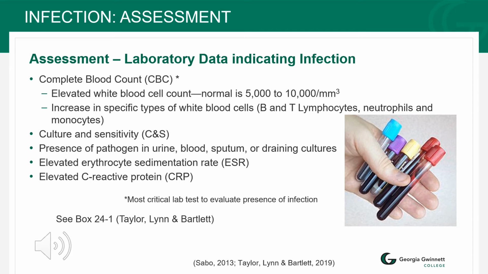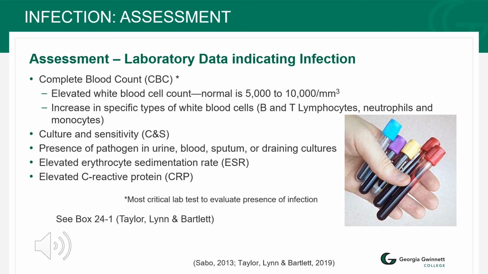So your laboratory data can provide further insight into the presence of the infectious process. In your fundamentals book, there's an excellent box, box 24-1, that goes into this laboratory data. So the most critical lab test to evaluate the presence of infection is going to be that complete blood count, your CBC. And with the CBC, you can either get a WBC, white blood cell differential count, or you can order a CBC without that differential count.